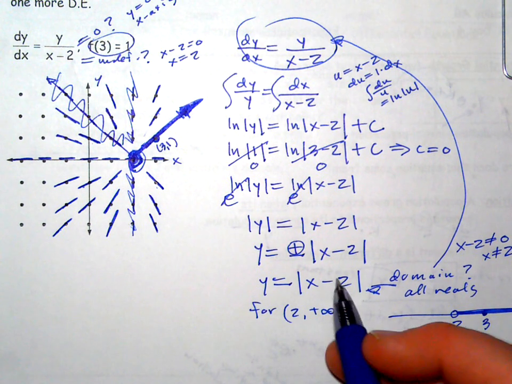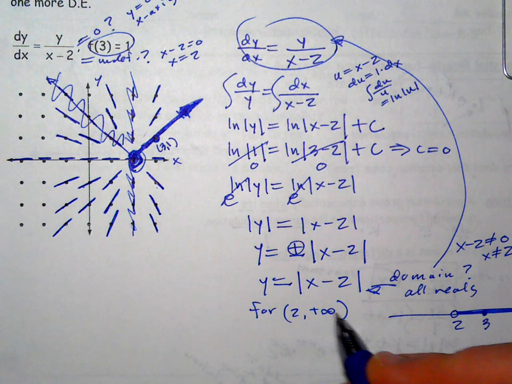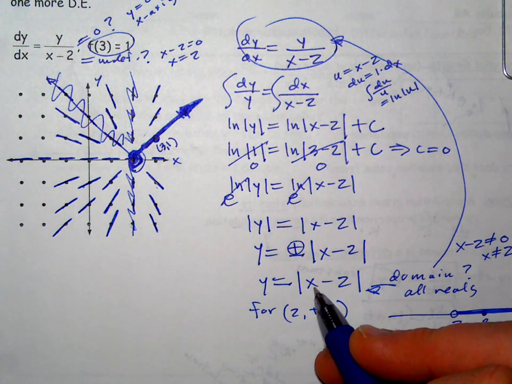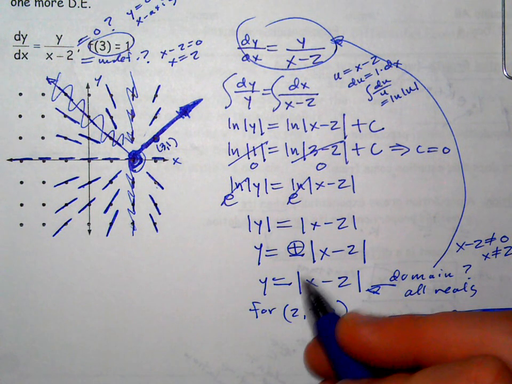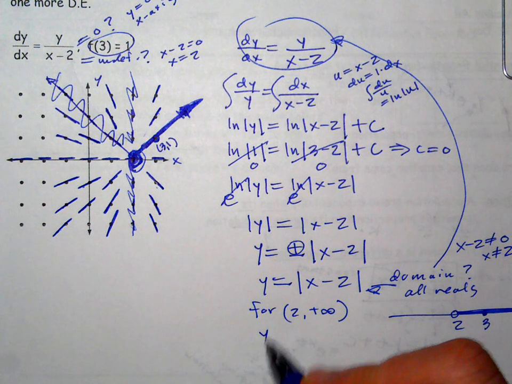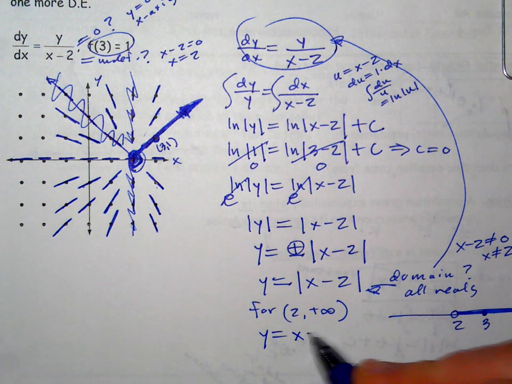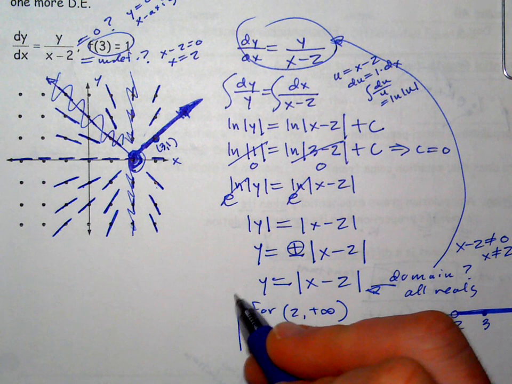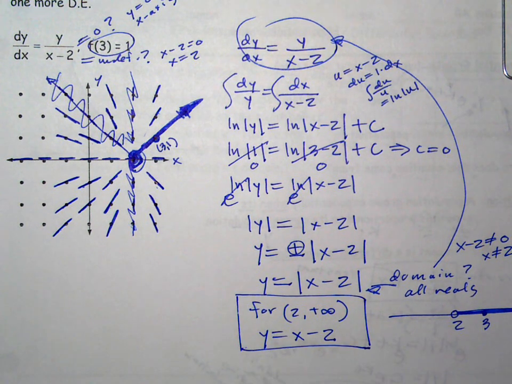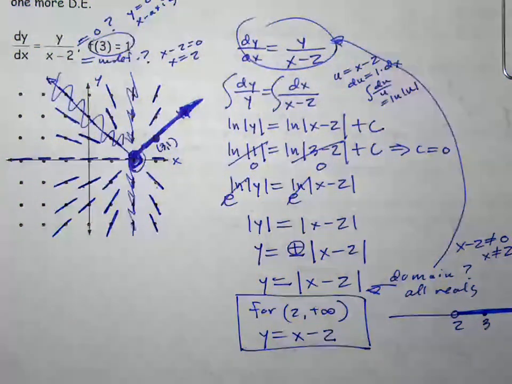But that also means that since this is our domain, x is always going to be bigger than 2, which means the inside of this is always going to be positive. Our best final answer would just be y equals x minus 2 for that domain. And that's the best answer. That's the answer I'm looking for if you want to give full credit. That's the nicest answer.